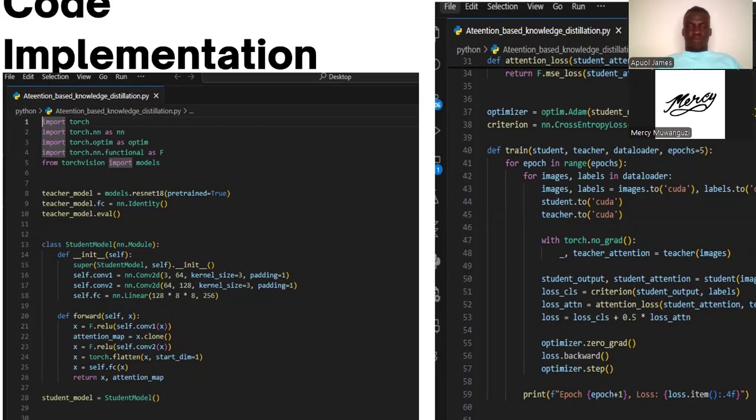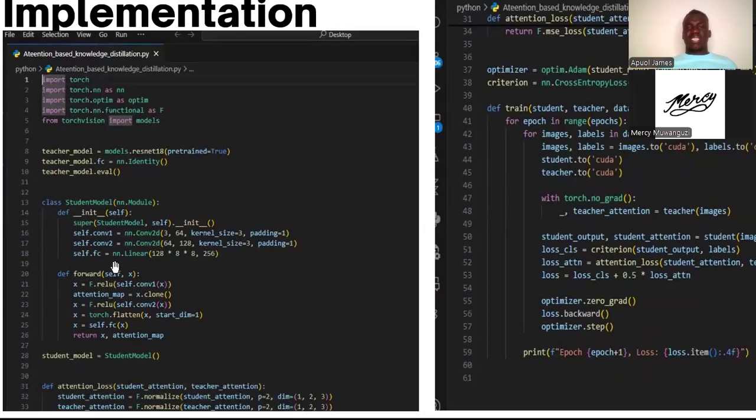So there's now the torchvision models. This one actually is a pre-trained model. For example, ResNet. It is just a pre-trained model, the model that has already been trained. Now let's talk about our first model in this case. So our first model, we are going to use the ResNet 18 as the teacher, for example.